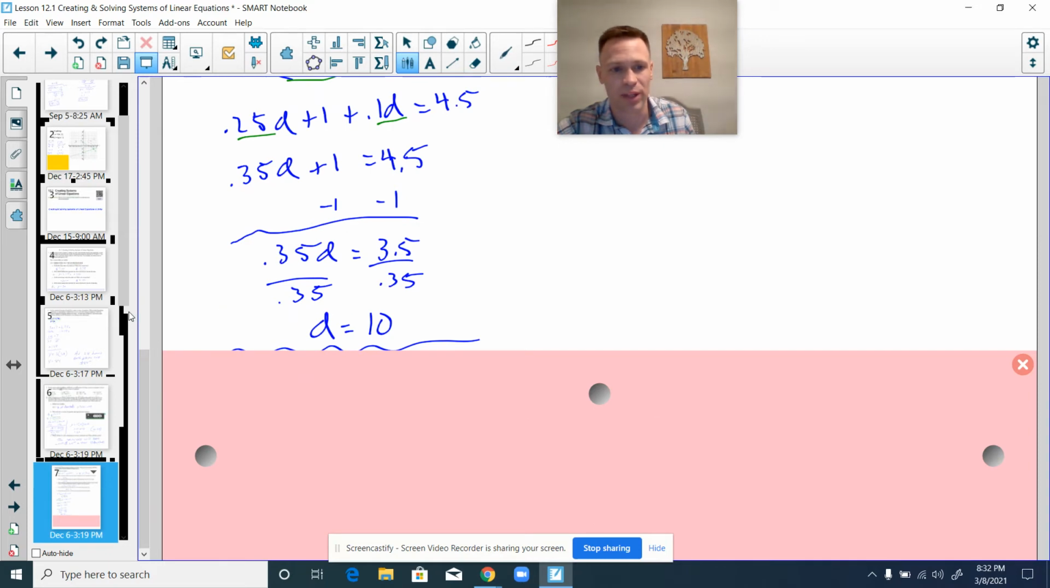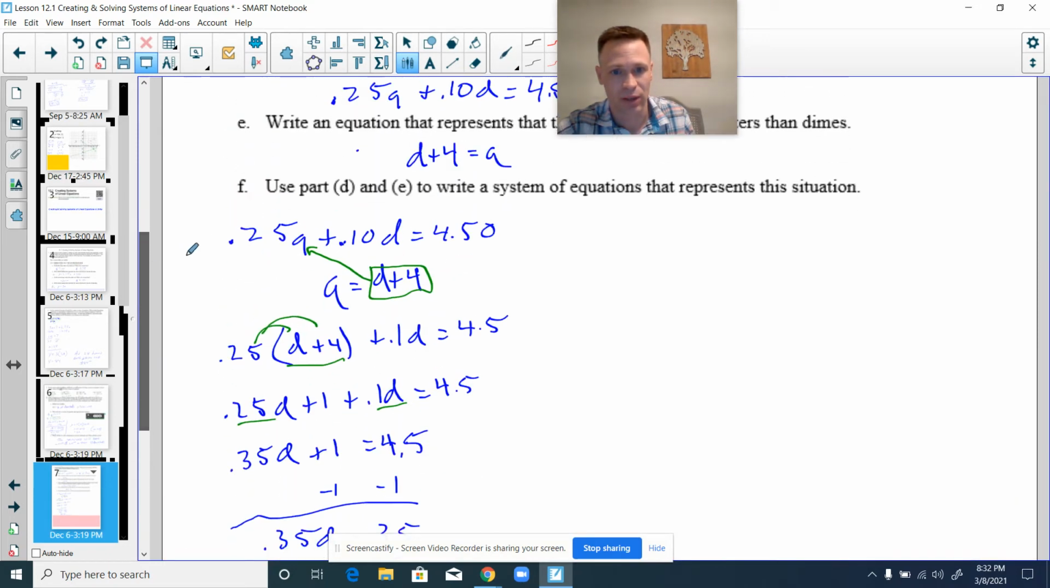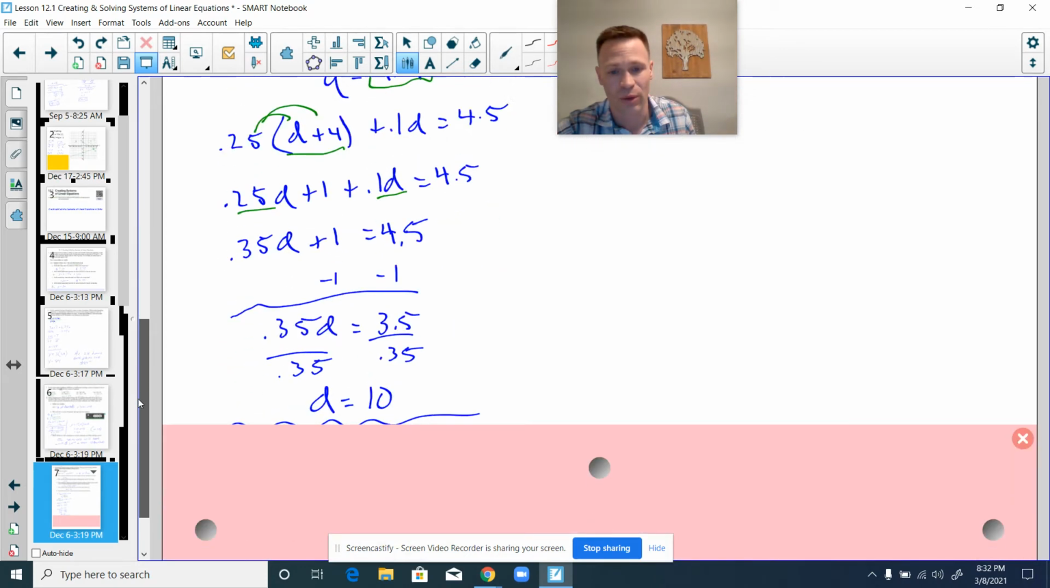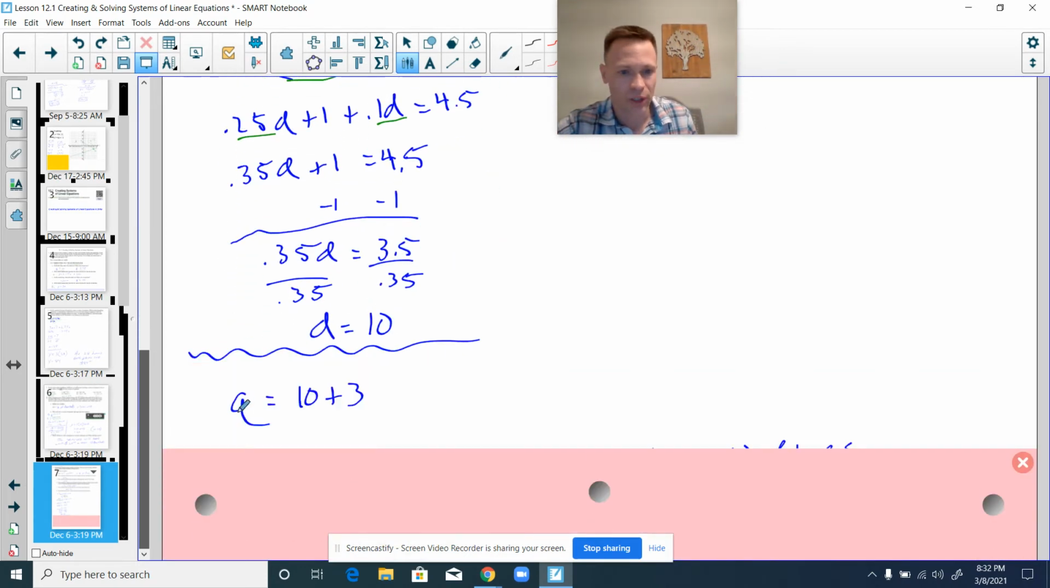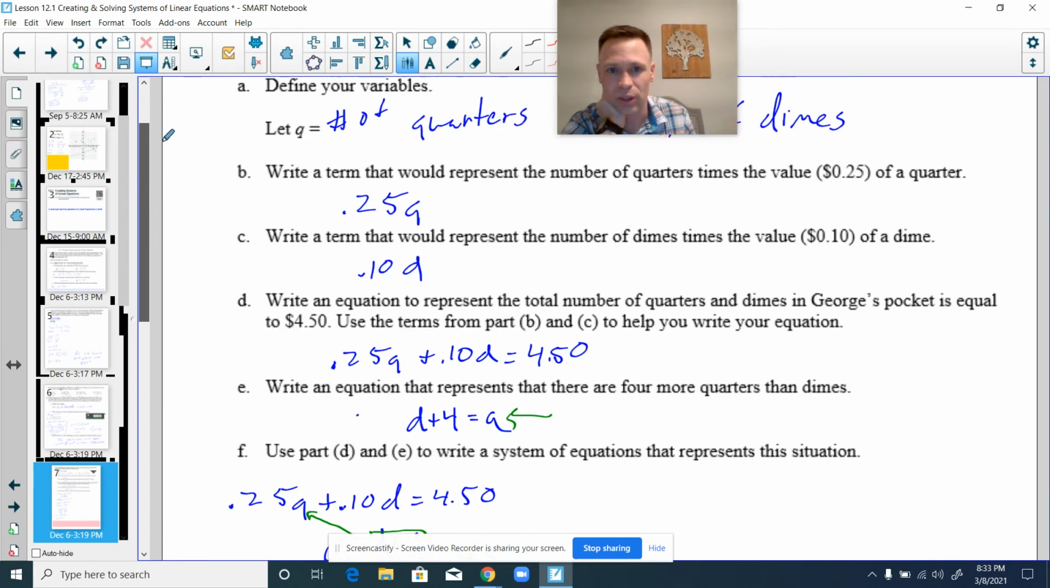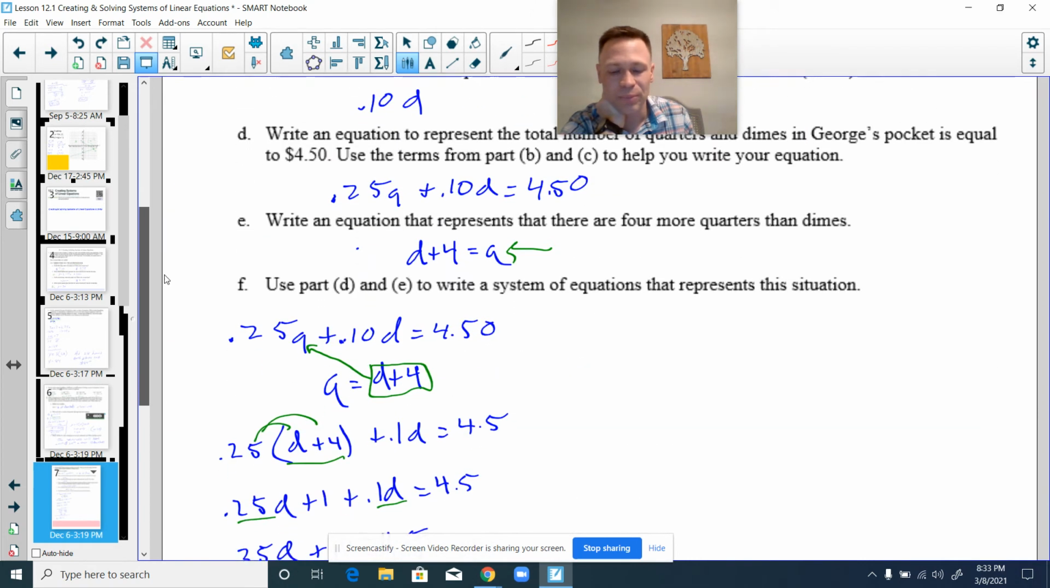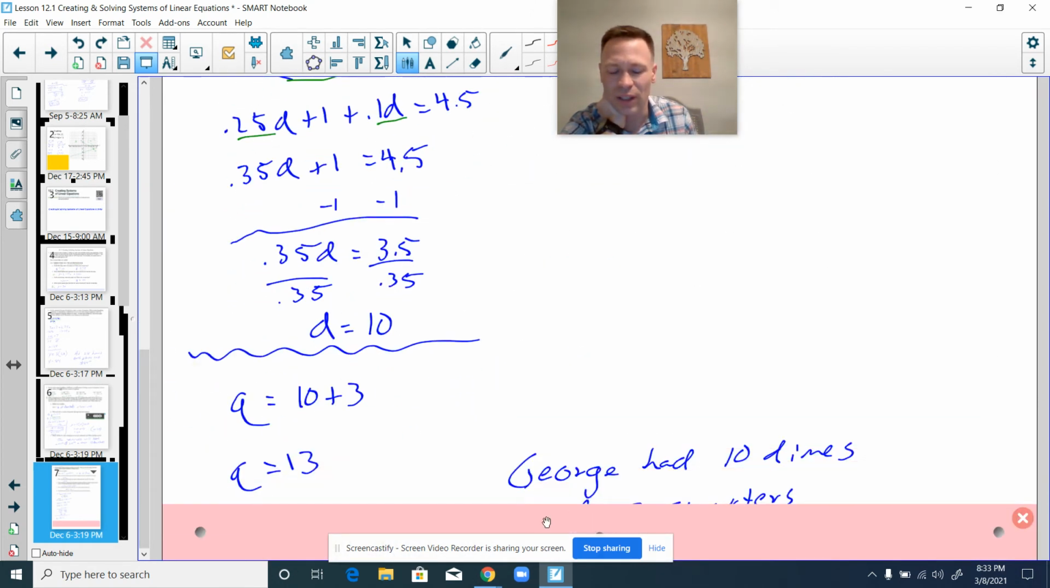Okay, now that I know the number of dimes in his pocket, I can use any of the original equations. I think this one's obviously the easiest. All I got to do is add 4 to that. So Q is equal to 10 plus... I think I had the wrong number here, don't I? I do.